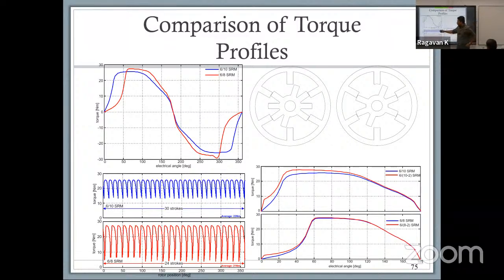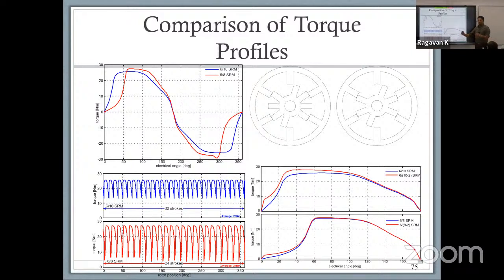This is the comparison for the torque that you get from both of them. The peak here is somewhere around 25 Newton meters of torque. For this one, it's close to about 28. The minimum value here is about 5 or 6. The minimum value here is higher, about 12. This automatically tells you your average value might not be that far off, but your ripple is substantially lower when it comes to a 610 machine as compared to the 6/8 machine.